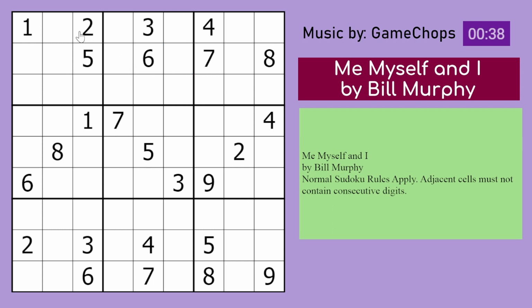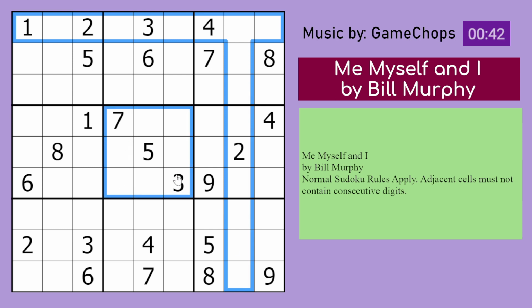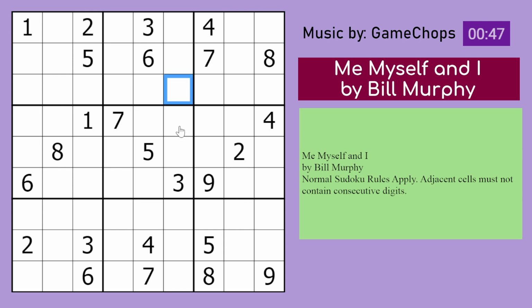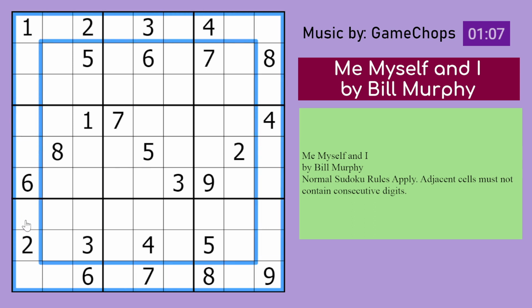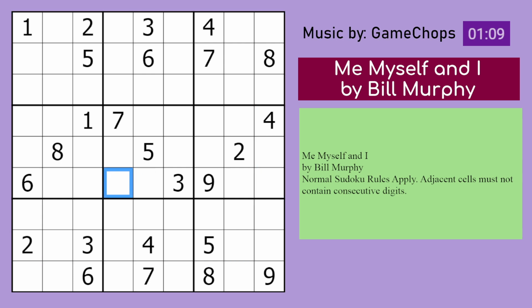Normal Sudoku rules apply, so place the digits 1 to 9 in every row, every column, and every 3x3 box. Adjacent cells must not contain consecutive digits. So no two digits that are touching each other can be consecutive, meaning they cannot differ by exactly 1. So for example, something like a 4 here is invalid because the 4 and 5 are consecutive digits that are adjacent to each other. And that applies for every single digit in this grid. And so yeah, those are all the rules. With that, let us just begin solving.